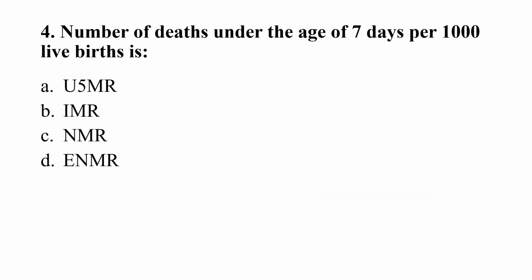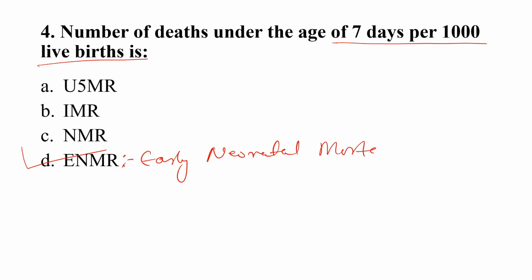Question number 4. Number of deaths under the age of 7 days per live birth is option A, under 5 or U5MR, option B, IMR, option C, NMR, option D, ENMR. The correct option here is option D, which is ENMR, that is early neonatal mortality rate.